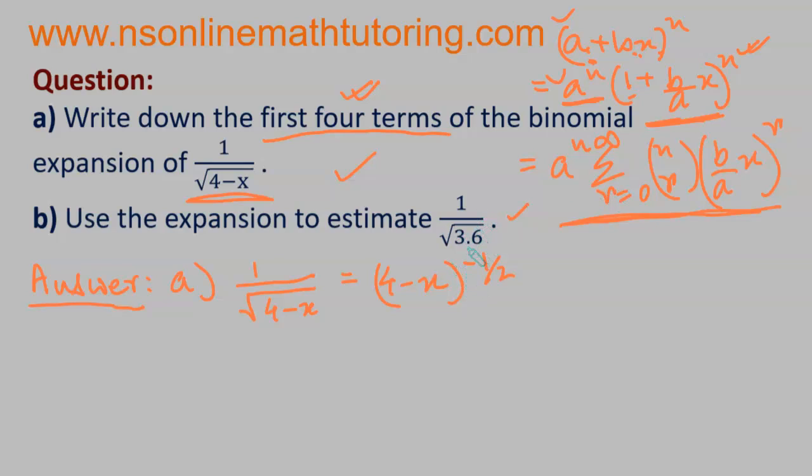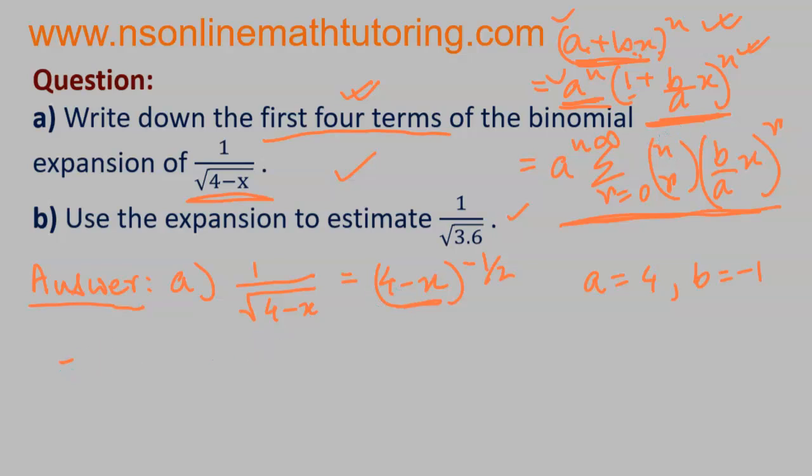Okay, so first thing that we have to do is, you just see the expression, binomial expression, it is a plus b times x. If we relate this a plus b times x to 4 minus x, what do we have as the values of a and b? We see a is equal to 4 and b is equal to -1. Okay, so first thing that we have to do is we have to rewrite this expression in this form. Okay, so let us do that.